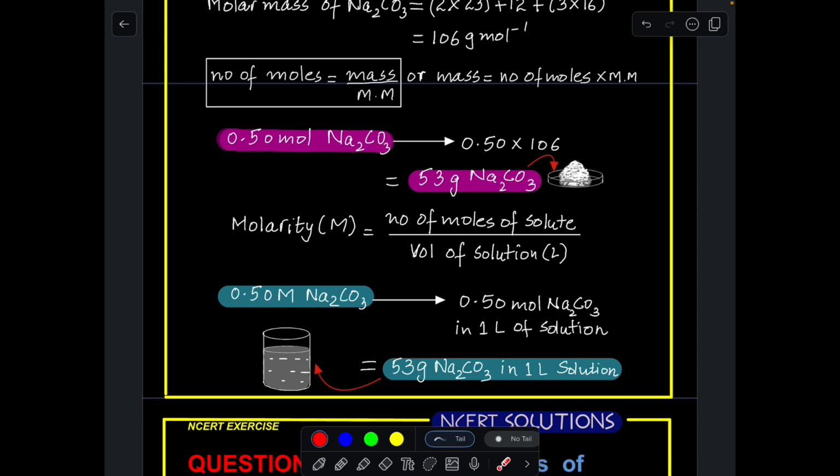So in the first information, they have given you the amount of substance, that is the solid compound or the solute. In the second one, they have given you the concentration of the solution.